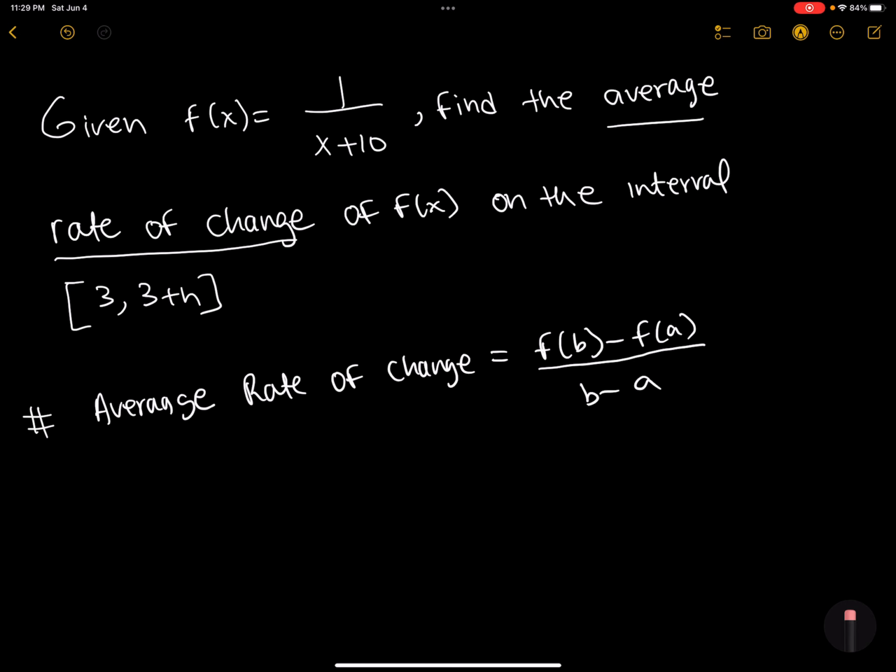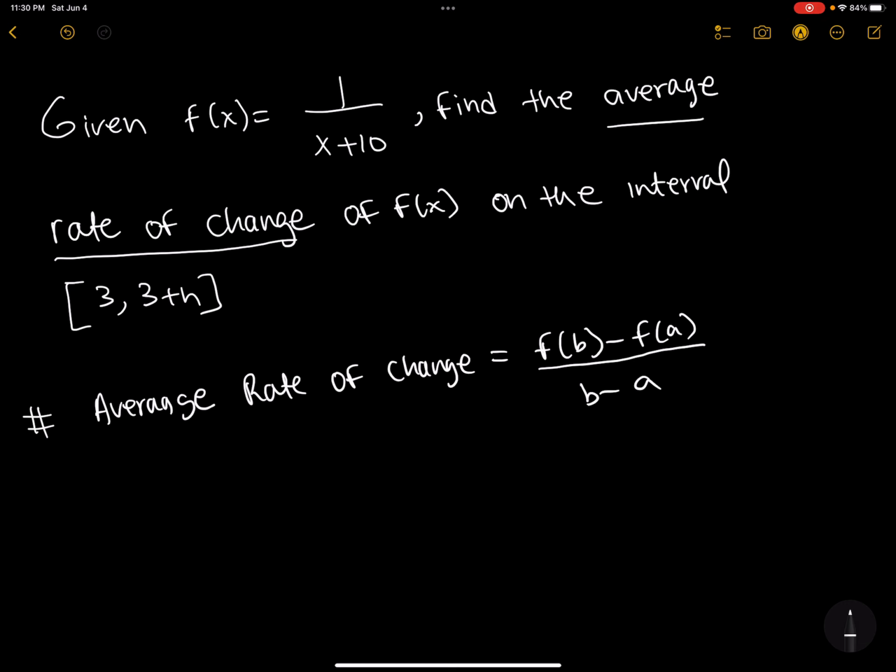Now there's a whole proof behind it, but I don't want to go over the proof. I just want to do the question. If you do want to look at the proof, there's a lot of resources online for that. But yeah, let's go back to this one.